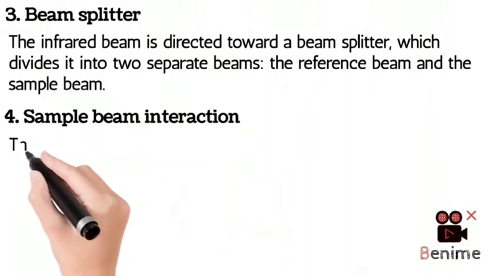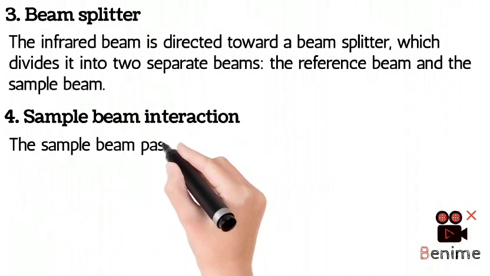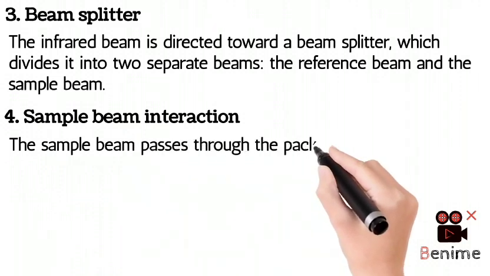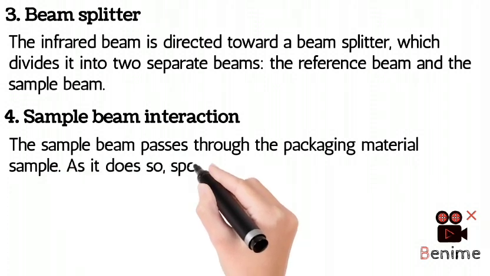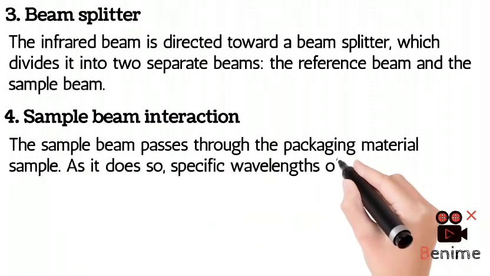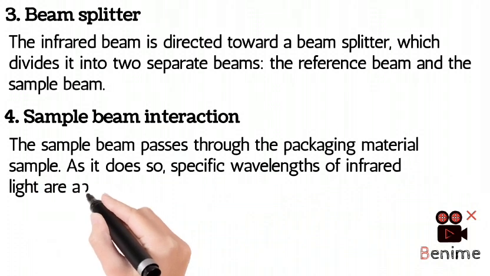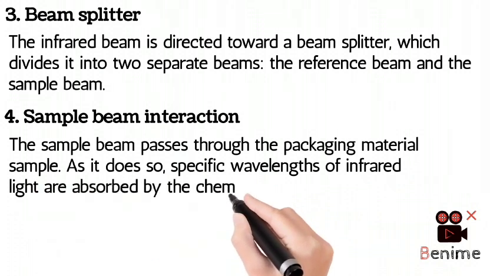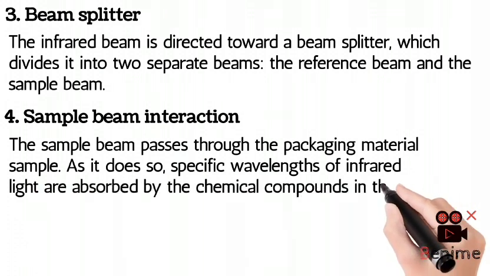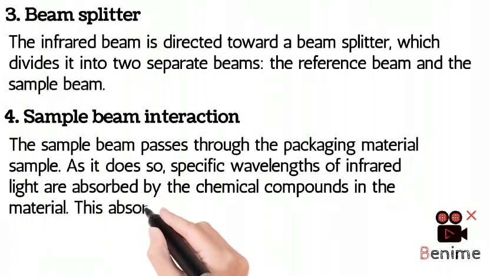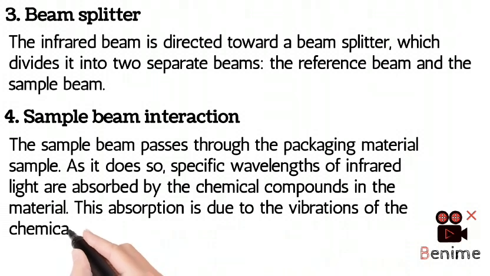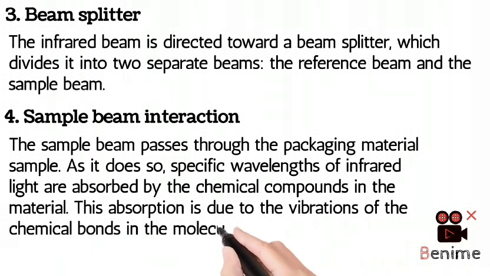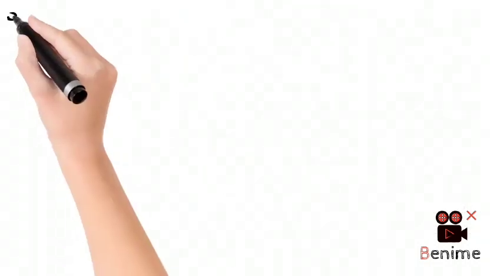Sample beam interaction. The sample beam passes through the packaging material sample. As it does so, specific wavelengths of infrared light are absorbed by the chemical compounds in the material. This absorption is due to the vibrations of the chemical bonds in the molecules.